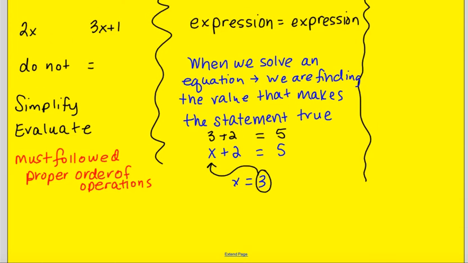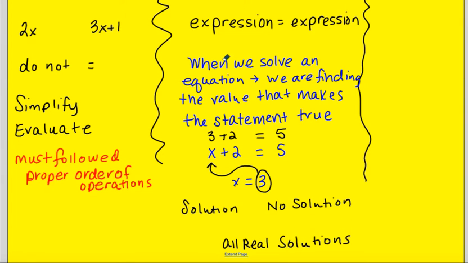Okay, but that leads us into the things that can happen with equations. We can get a solution. We can get no solution. And we can get all real solutions. So let me go back to that. I'm going to erase this for a second.